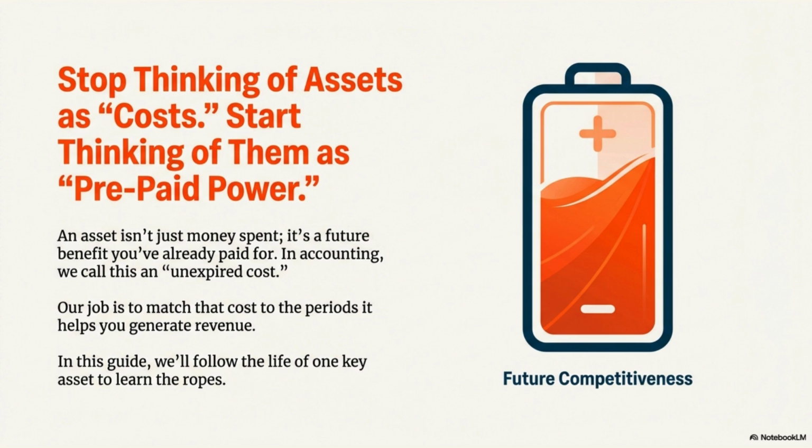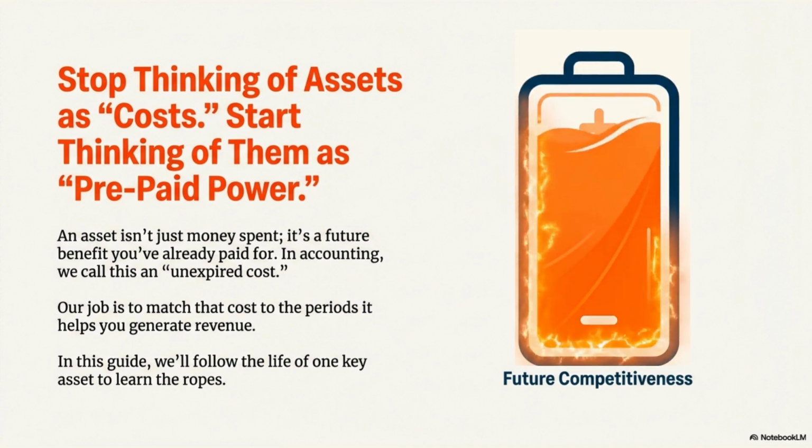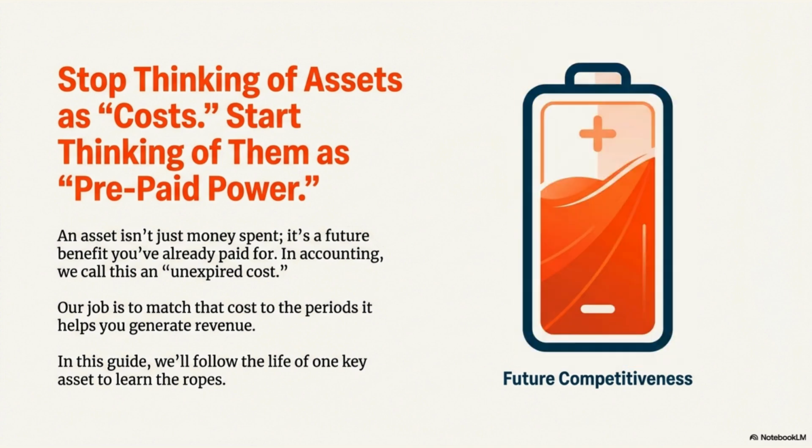Exactly. And when most people look at a balance sheet and see a new $500,000 piece of equipment, they just instinctively see a huge cost, a drain on cash. But the rational edge here is to see that asset completely differently. We need to shift your perspective. In finance, that machine is actually an unexpired cost. Right. Or you could call it prepaid power. It's capital that really represents future competitiveness.